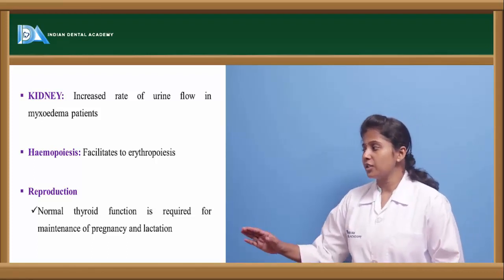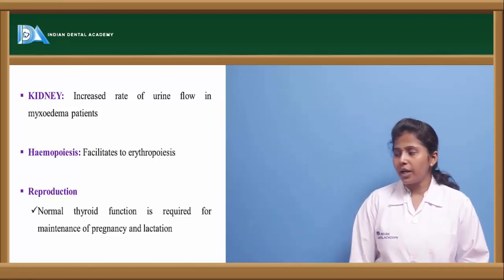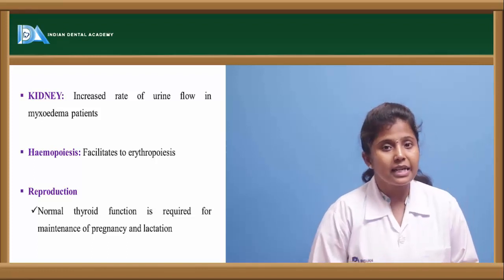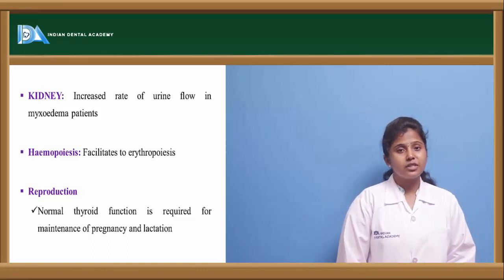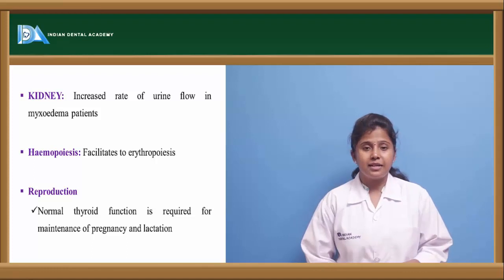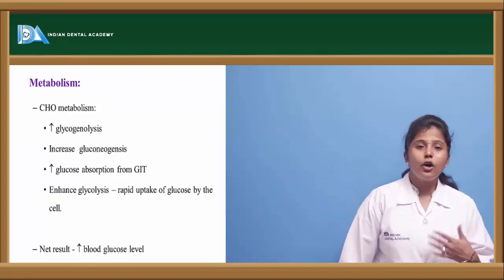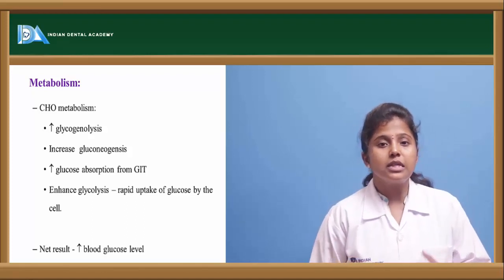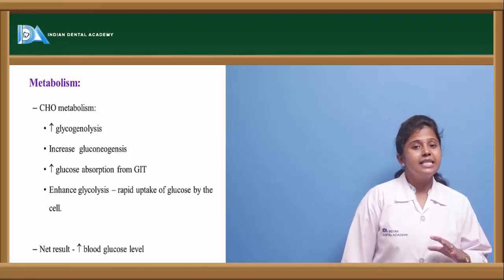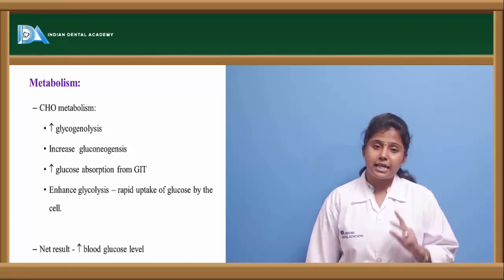In reproduction, normal thyroid function is required for the maintenance of pregnancy and lactation. So if there is any deficiency of thyroid hormones, then it may lead to miscarriage. On metabolism, as I told you, this thyroid hormone aids in carbohydrate, protein and lipid metabolism.